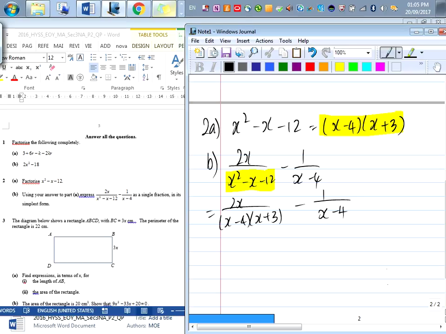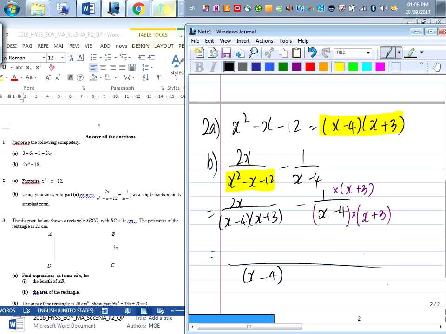Since the denominators must be the same, do I need to do anything to the first fraction? No need. Second fraction, I need to do something. What do I need to do, Wei Hao? Take out your pencil, then put a bracket here. We multiply this by x plus 3. Whatever we do in the denominator, I also must do in the numerator. So multiply by x plus 3. Now, is it time to combine? Yes, they have the same denominator. Let us combine.